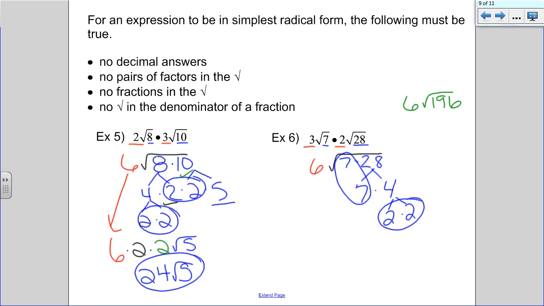No. Everything paired up. So I've got this 6 that comes down. I've got a 7 that's going to come out from that pair of 7s. I have the 2 that's going to come out. And what's 6 times 7 times 2? 84.